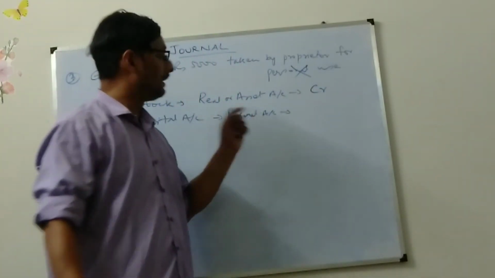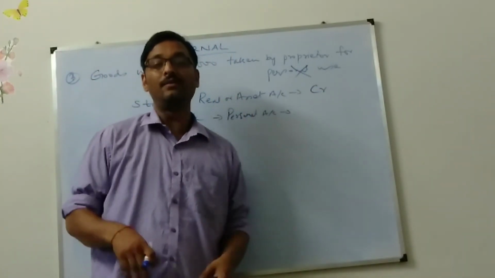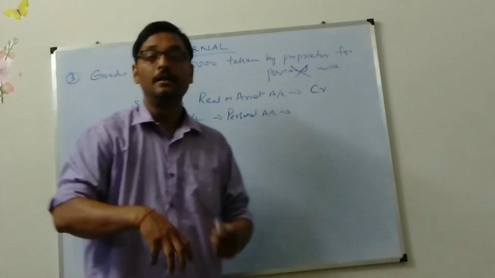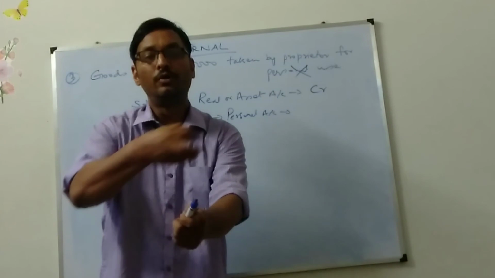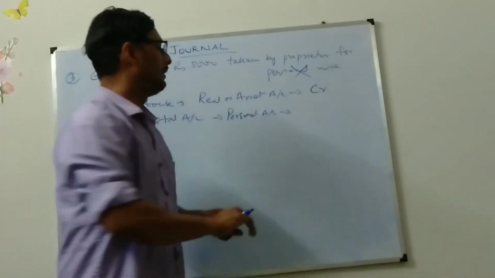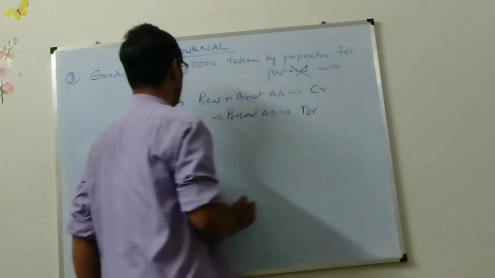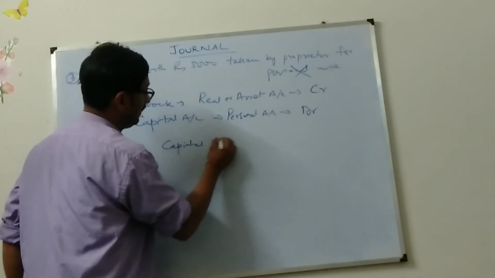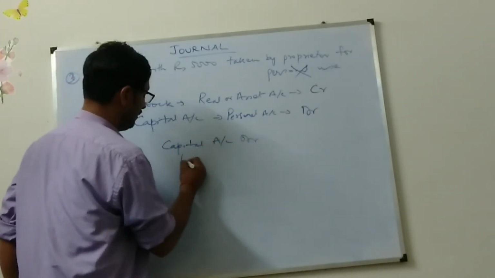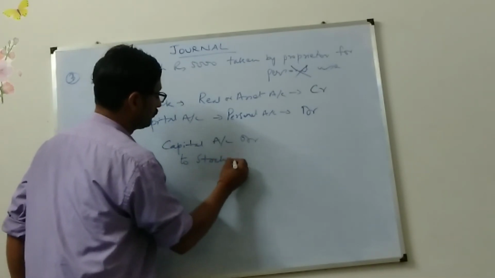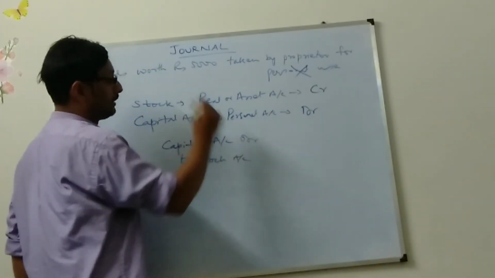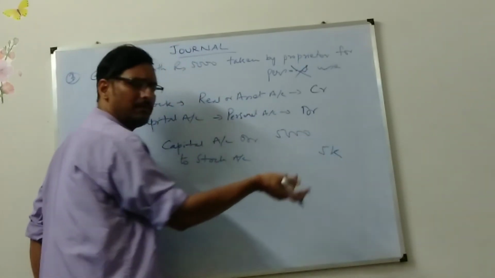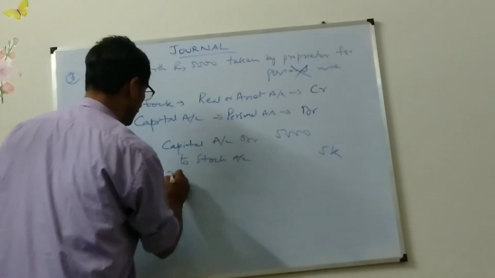Capital, personal account. Debit is the receiver, credit is the giver. So is the owner receiving or giving? The owner is receiving the goods, so it will be debited. So what entry will you be making? Capital account debit to stock account. And what amount will you write? 5,000, 5K I am writing.